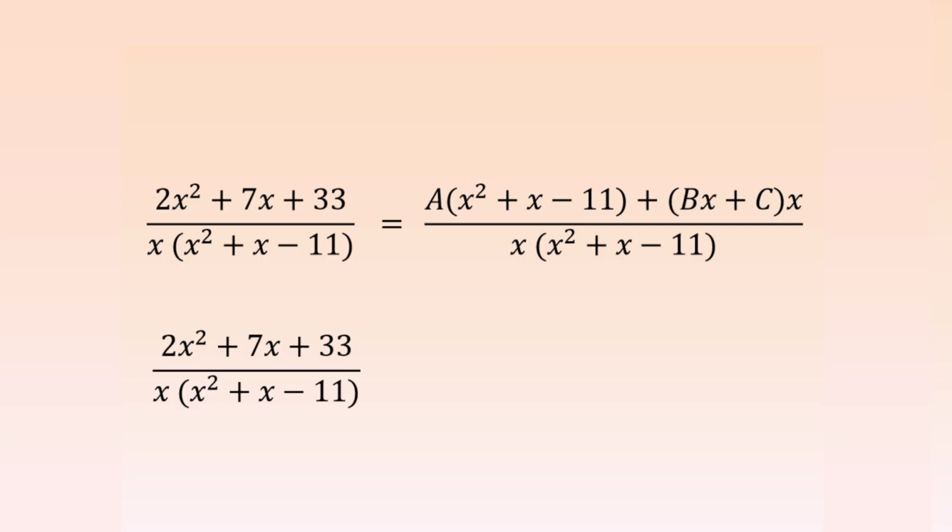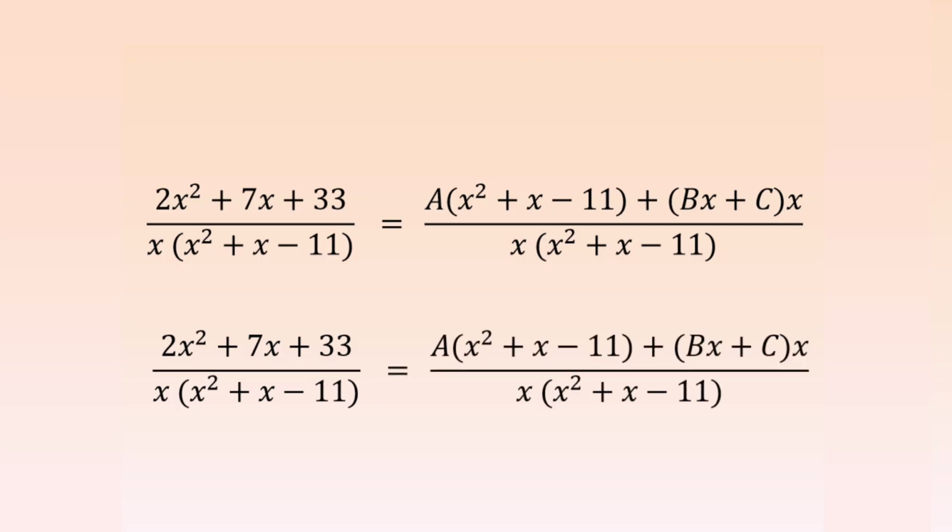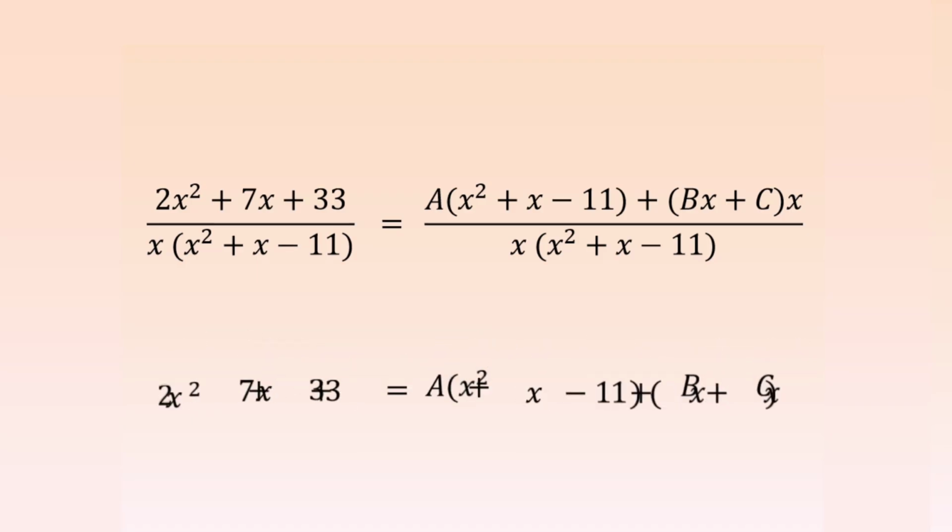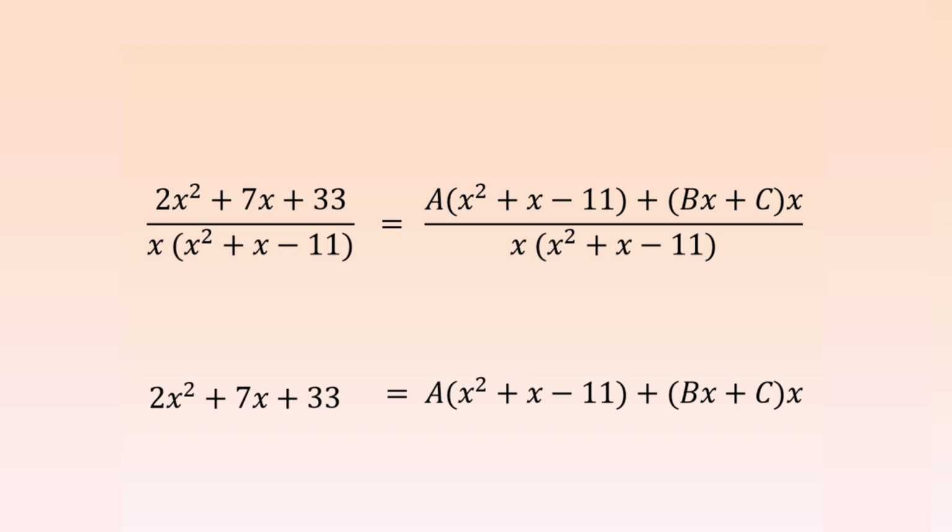So what we do is that we only find the identities. In finding the identity, that's where we equate the numerator of the left hand side to the numerator of the right hand side. So that is what we are going to do right now. We are going to have 2x squared plus 7x plus 33 equal to a multiplying the expression x squared plus x minus 11, plus bx plus c, all multiplying x.